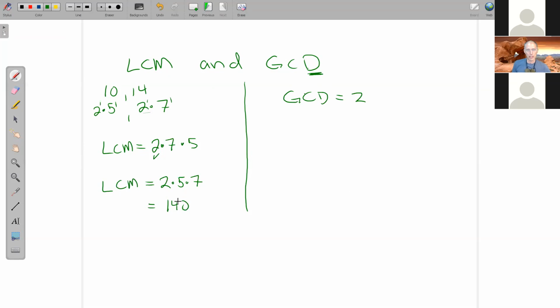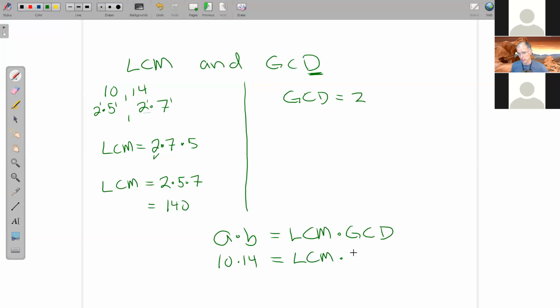And a trick to finding the LCM is that for any pair of numbers, so let's call those numbers A and B, if you multiply those two numbers, you get the same answer as when you multiply their LCM and their GCD together. So let's suppose I was struggling with this LCM strategy, but the GCD strategy was easier for me. All I have to do is multiply the two numbers, 10 times 14. I'm not sure what the LCM is, but I know the GCD is 2.